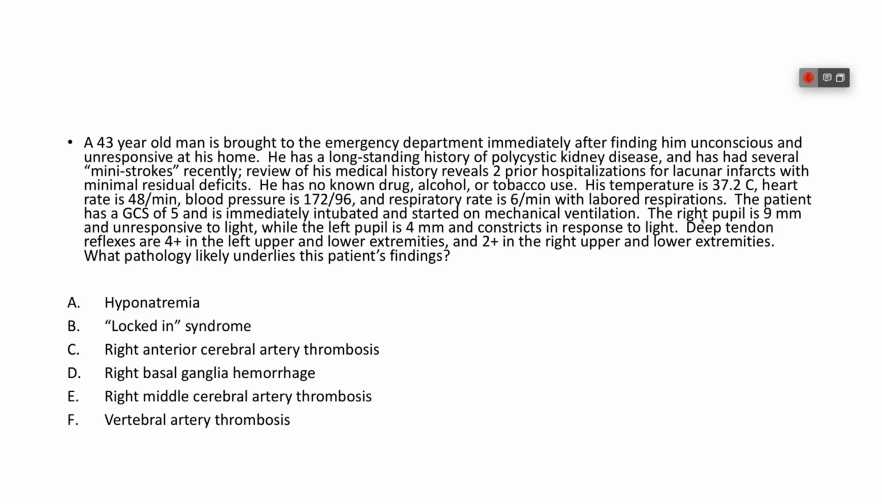That's great. So does everyone follow what that means? So like Cushing's triad. What is Cushing's triad? Do you guys know what that means? Hypertension, bradycardia, irregular breathing. You guys have heard of this? Yes. So it's what happens in intracranial hypertension. So good. So the patient has a GCS of 5 and is immediately intubated and started on mechanical ventilation.